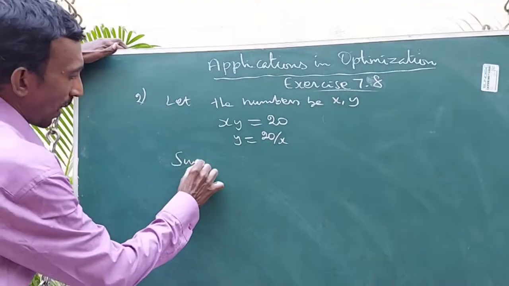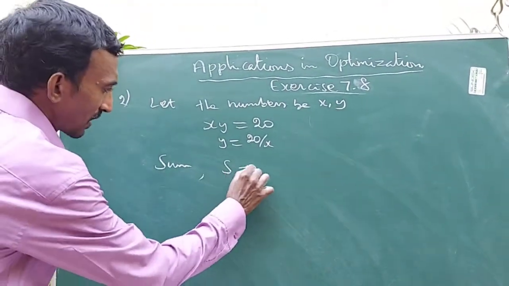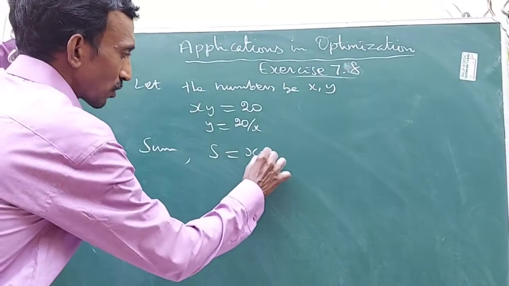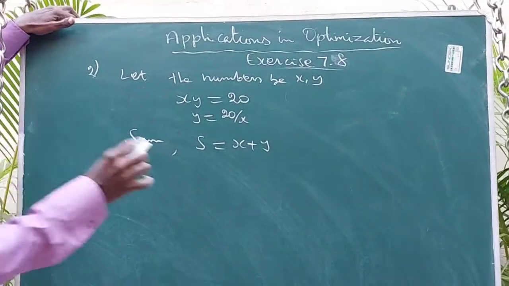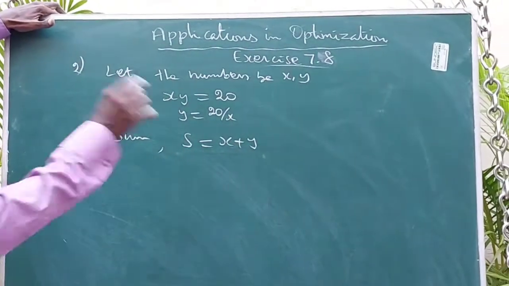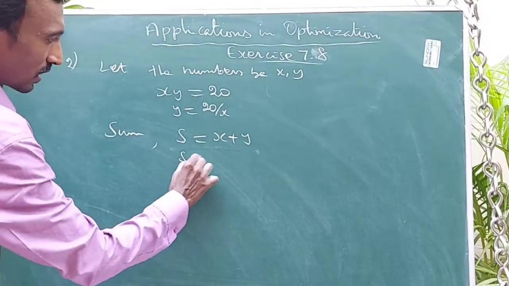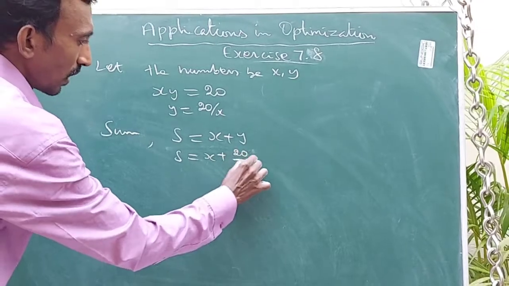Our aim is to minimize the sum. We consider S as the function, the first letter of the word sum. So x plus y, our aim is to minimize the sum. Replace y, so S equals x plus 20 by x.